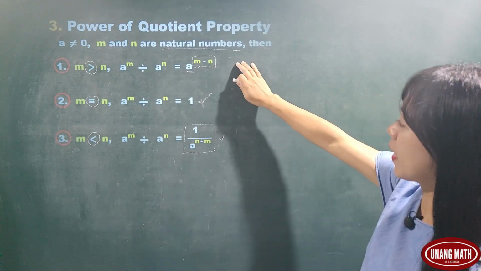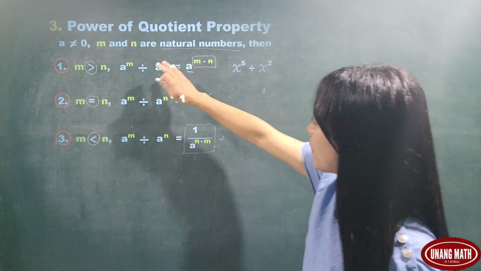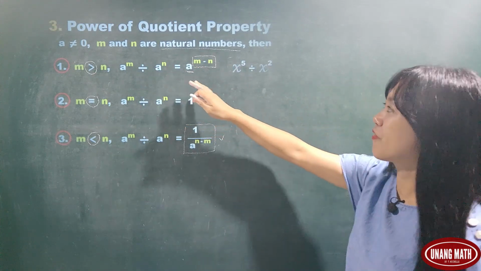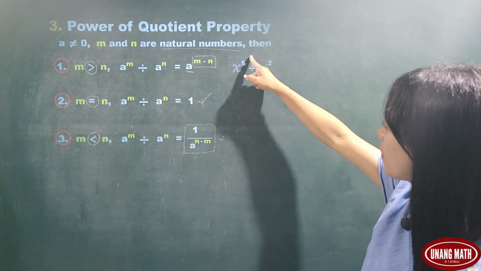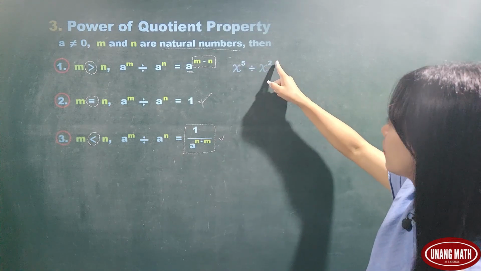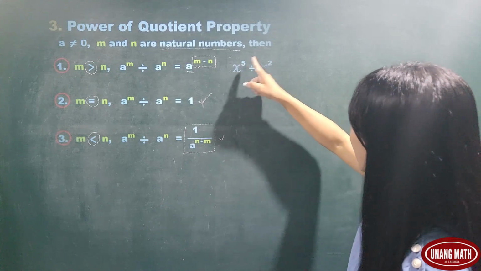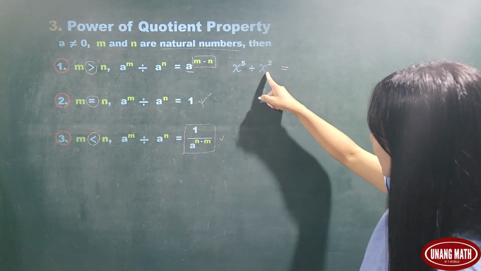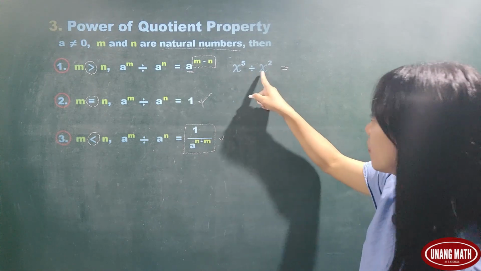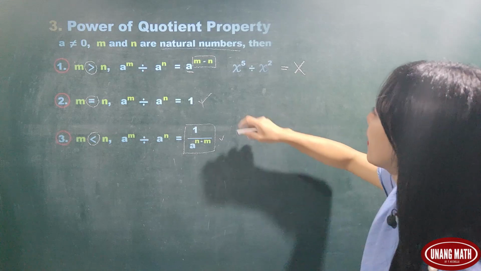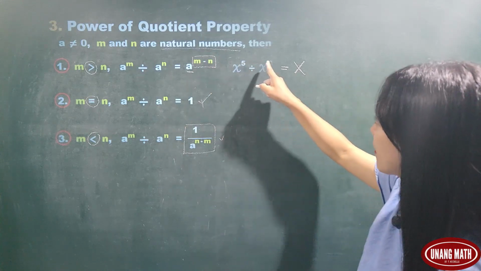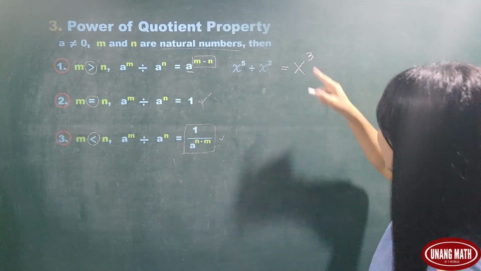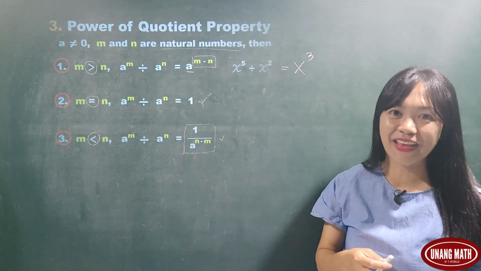Okay, let's give an example to each kind. Let's start with if the exponent of the dividend is larger than the exponent of the divisor. So we have here x raised to the power of 5 divided by x raised to the power of 2. So 5 is greater than 2. So the rule is same bases, and this is division. So we will just copy the base x, then subtract the exponent. So 5 minus 2, this is equal to 3. So we have x raised to the power of 3.